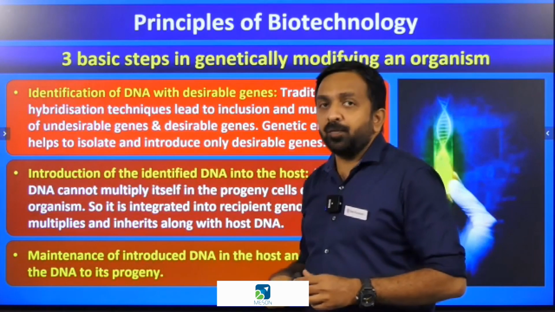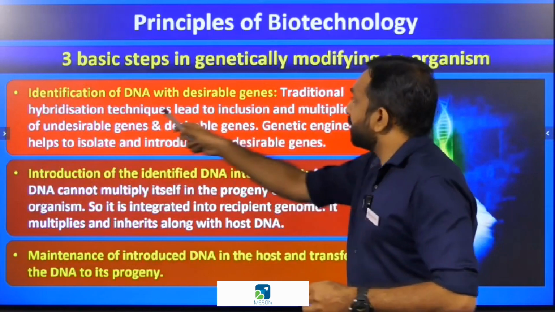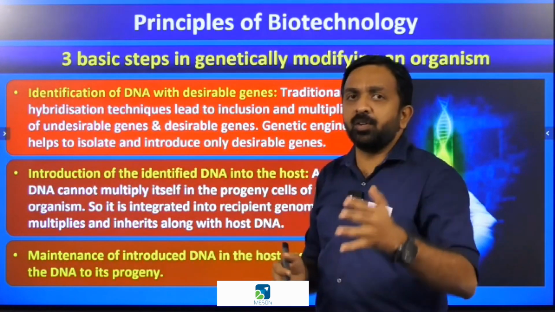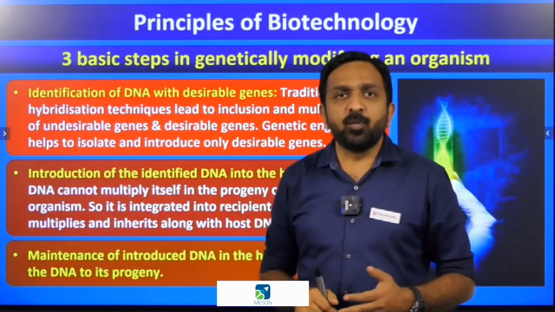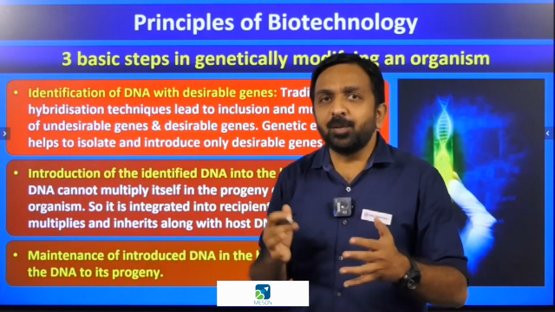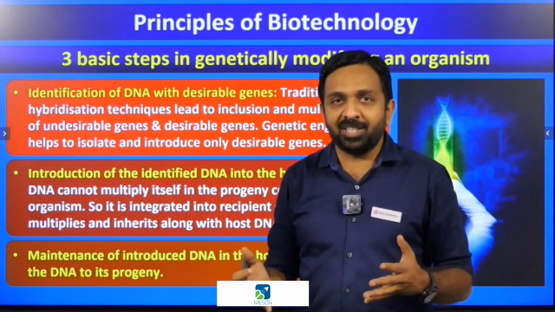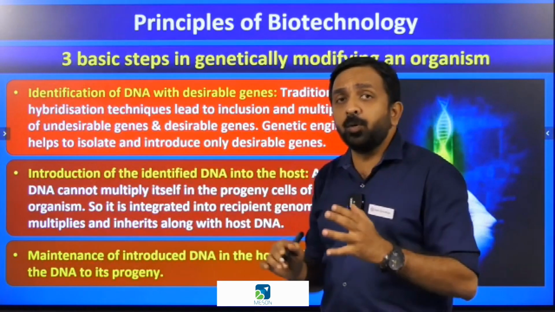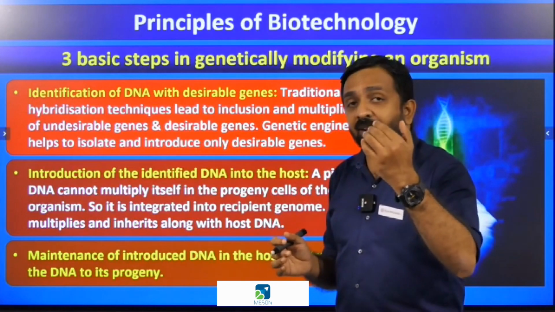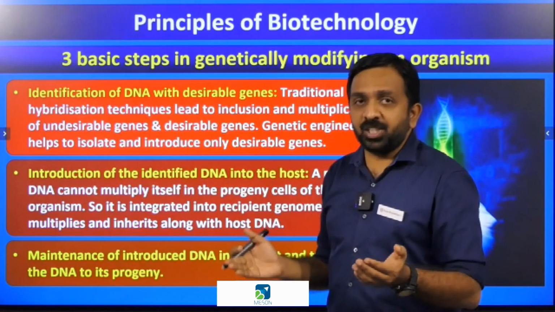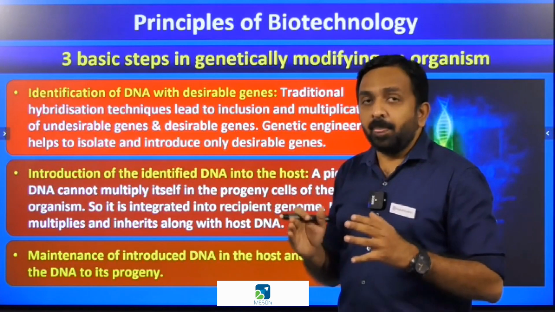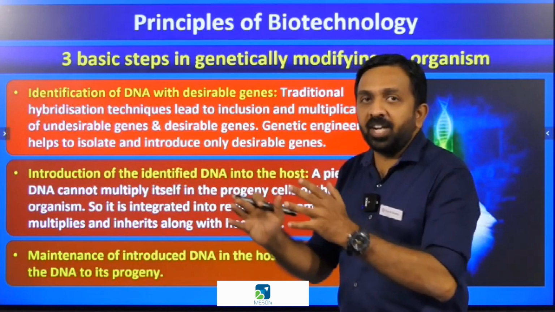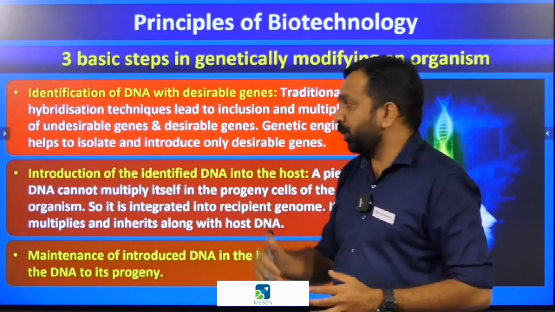In this paragraph, you'll be reading about traditional hybridization techniques. These techniques are what you study in Strategies for Enhancement of Food Production, where we deal with plant hybridization. That technique has a very good possibility of inclusion of both desired as well as undesirable genes. We need only the desirable gene. At that point, genetic engineering helps us to locate the desirable gene.